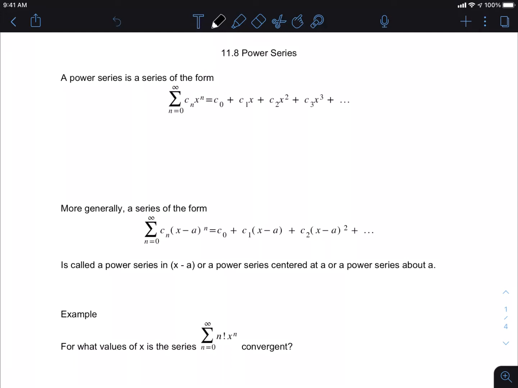Hello class, today we're going to go over 11.8, which is the power series. Now we're really getting into the nitty-gritty of this chapter.